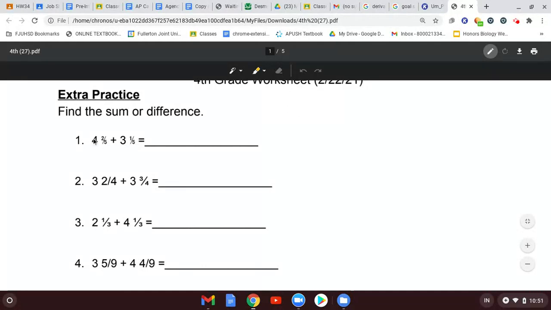You have to make the mixed numbers into improper fractions. So 4 times 5 is 20. 20 plus 2 is 22. So it would be 22 over 5. And then plus 3 times 5 is 15, plus 1 is 16 over 5. And so it would be 38 over 5.